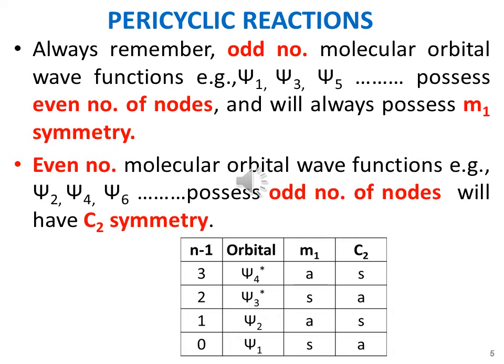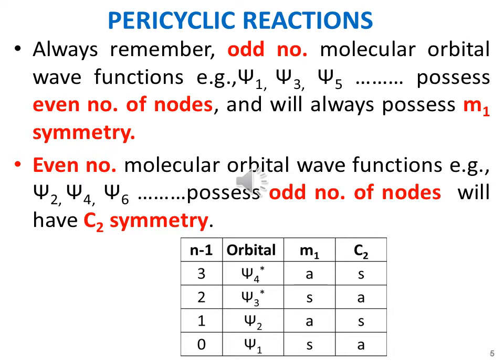From our discussion about the symmetry of p orbitals in 1,3 butadiene, we have deduced 2 very important points. Never forget these points. Always remember that odd-numbered molecular orbital wave functions like psi 1, psi 3, psi 5, psi 7 and so on will possess an even number of nodes and will always possess M1 symmetry. Why will they always possess an even number of nodes? Because when you reduce 1 from an odd number, like 5, you get 4, so the number of nodes becomes even. When even-numbered wave functions like psi 2, psi 4, psi 6 are present, they will always possess an odd number of nodes and will always have the C2 symmetry.